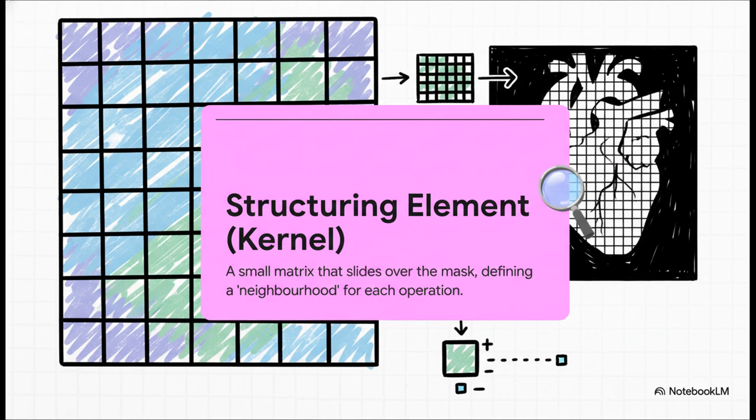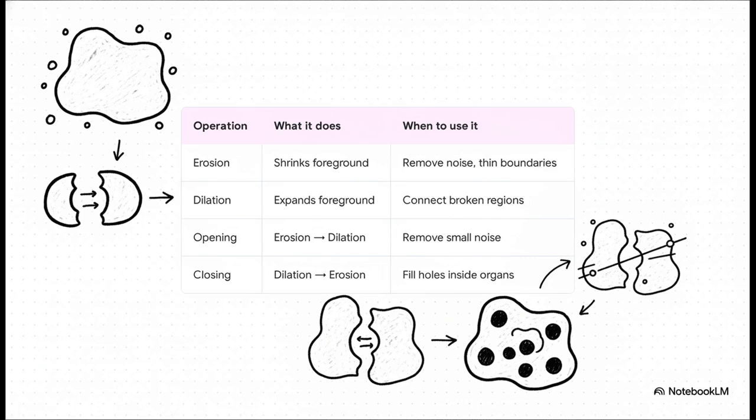Just think of it like a tiny magnifying glass, maybe a 5x5 grid of pixels, that we slide over our entire image. At every single spot, it looks at a pixel and its neighbors and decides if that pixel should be white or black. The size and shape of this little kernel is what controls the power of all our cleanup operations. All right, so here are our 4 main tools.